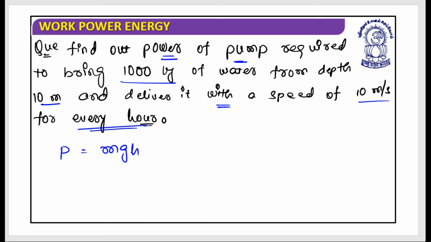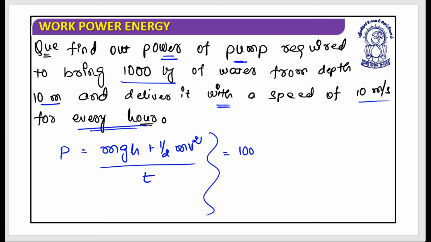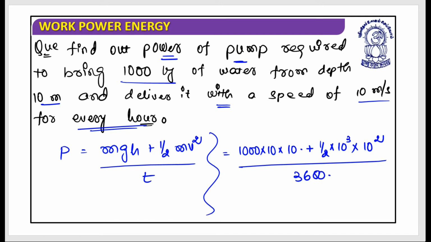So power can be written as (mgh plus half mv squared) divided by time t. This can be solved as m, which is 1000, multiplied by g, 10, height again 10, plus 1 by 2 multiplied by mass, which is 10 to the power 3, multiplied by velocity, 10 squared, divided by time, which is 3600. I hope this is clear.